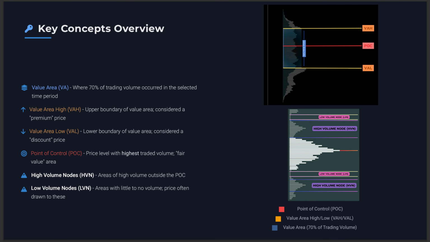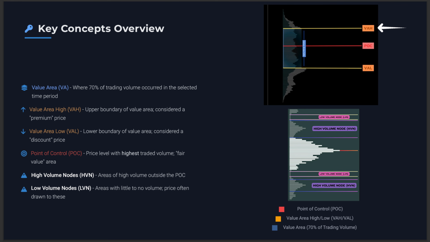Before we dive deep into each component, let me give you a bird's eye view of the key concepts that form the foundation of volume profile trading. The value area is your starting point. This highlighted region represents where 70% of all trading volume occurred during your selected time period. Think of this as the fair value zone, where buyers and sellers were most active. This isn't arbitrary, it's a statistical representation of where the market found equilibrium.